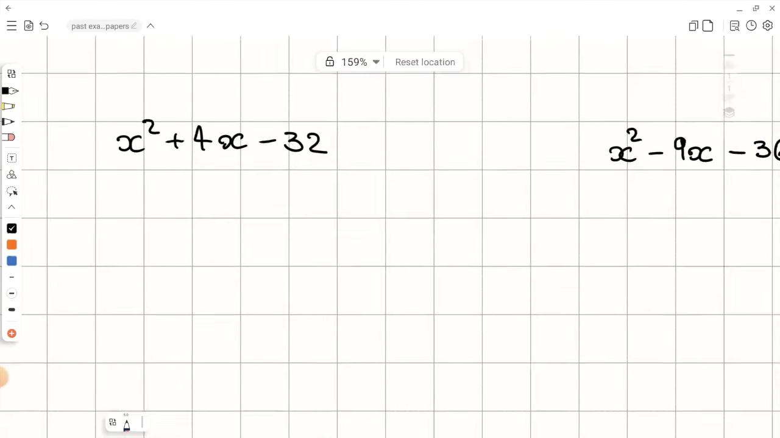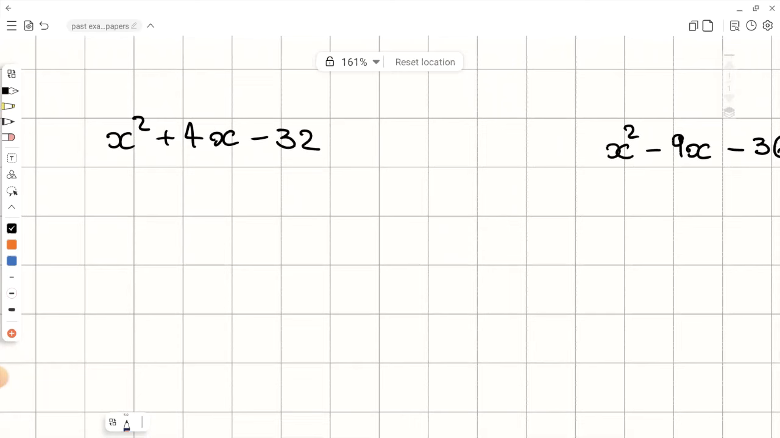Okay. So now let's have a look at the next example. We want to factorize the expression x squared plus 4x minus 32. Here we need to find the two numbers that multiply to -32 and add up to positive 4. So let's note this down so we don't forget. We're looking for two numbers that when we multiply give us negative 32, but when we add them give us positive 4.